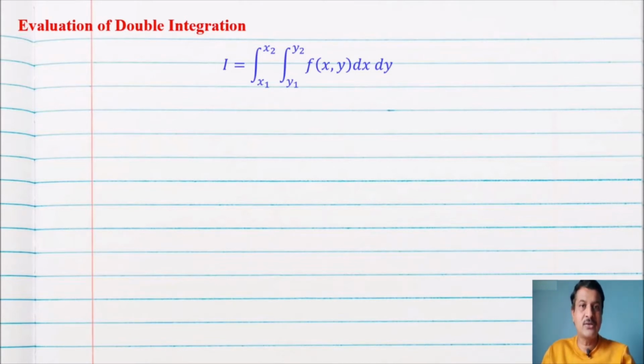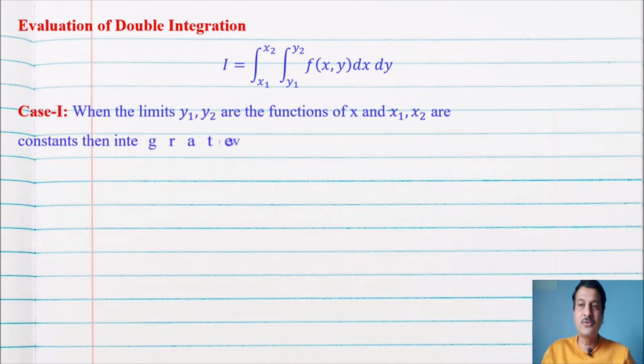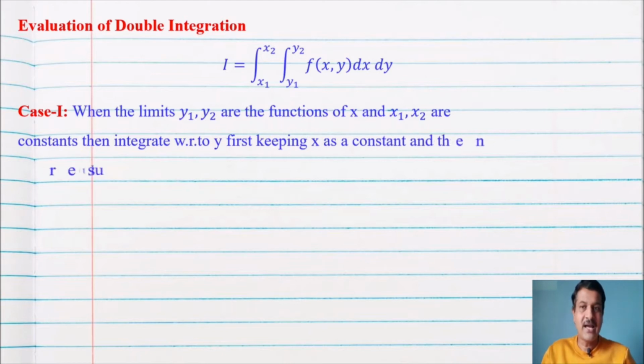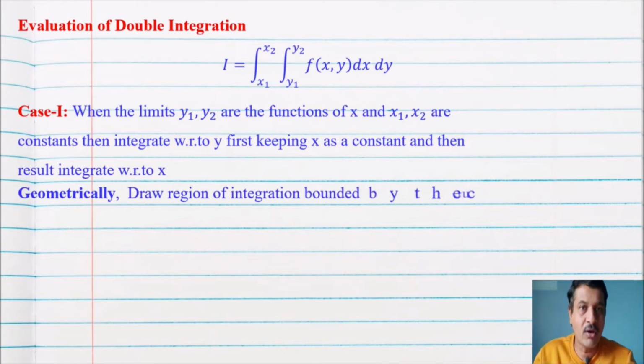Case number 1: when the limits y1, y2 are functions of x and x1, x2 are constants, then integrate with respect to y first, keeping x as a constant, and then integrate the result with respect to x. What is the meaning of it? How can we say that y1, y2 are functions of x and x1, x2 are constants? Let's see a figure and its geometrical meaning.